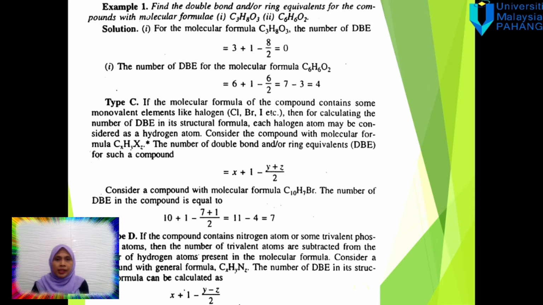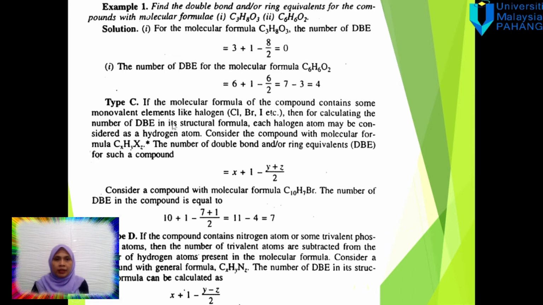Let's see the next example, with the presence of a heteroatom like oxygen, C3H8O3. In this case, for the formula of double bond equivalent, the presence of oxygen will be ignored. So it is C plus 1, where the number of C is 3 and the number of hydrogen is 8. The total for this structure is 0, which means there are no double bonds and no ring. The structure is a straight chain.